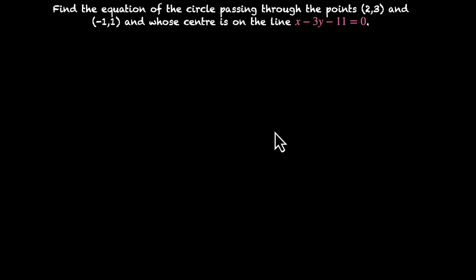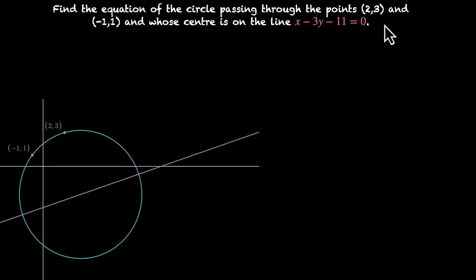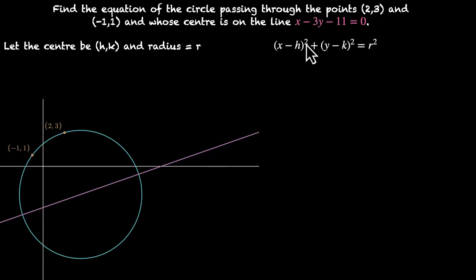Okay. Similar approach. We have this circle. The points (2, 3) and (-1, 1) lie on this circle. And the center lies on this line. So we can assume that the center is (h, k) and the radius is r. The equation becomes (x - h)² + (y - k)² = r². These 2 points satisfy the equation.